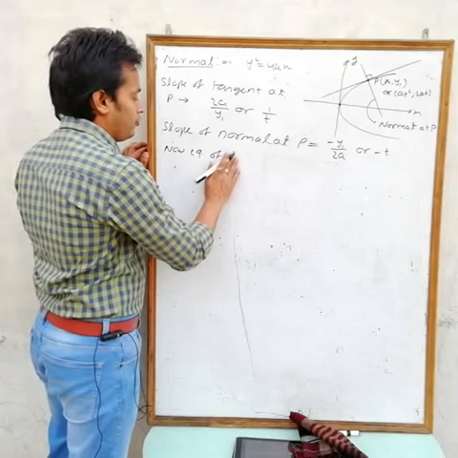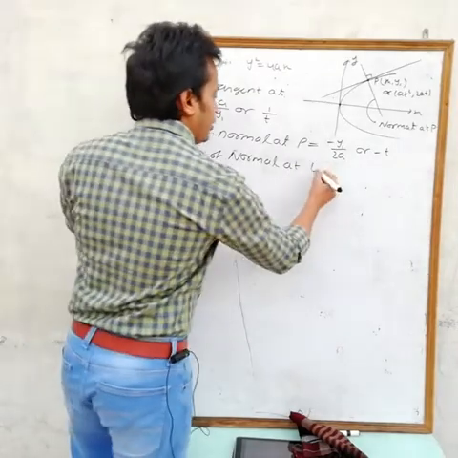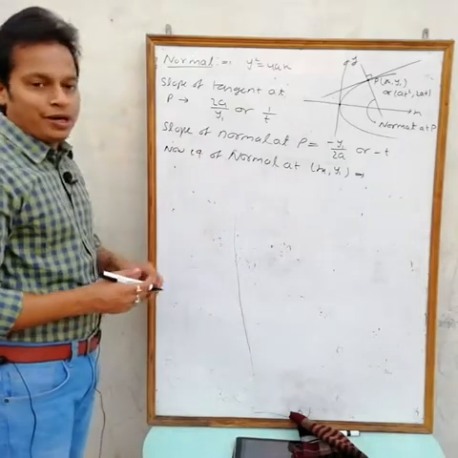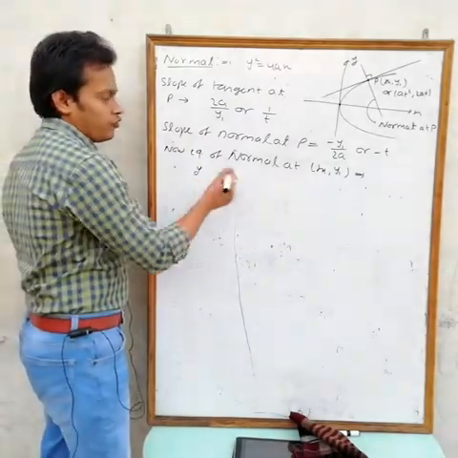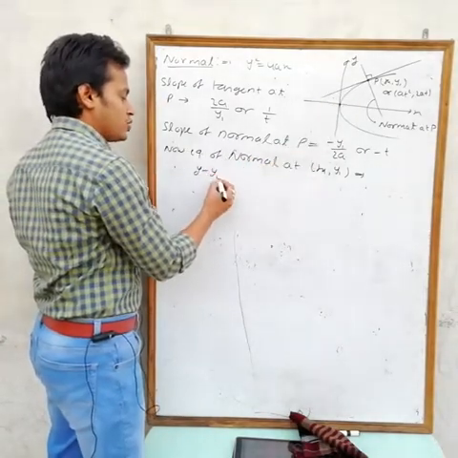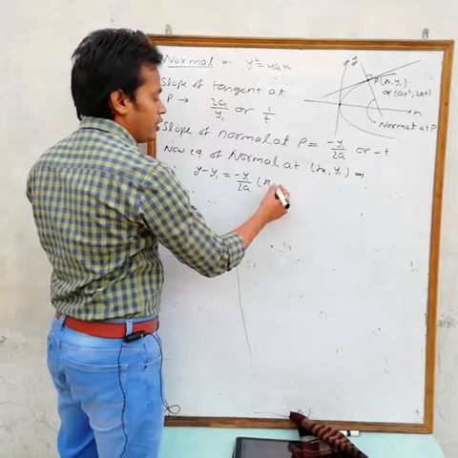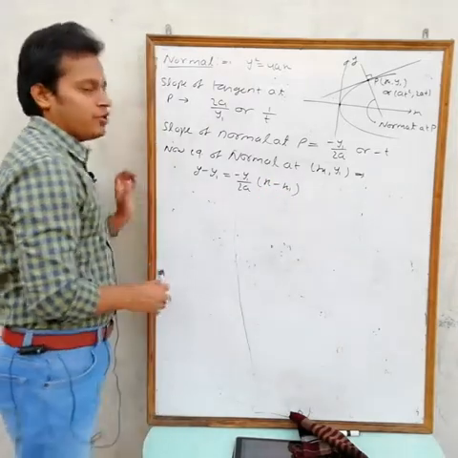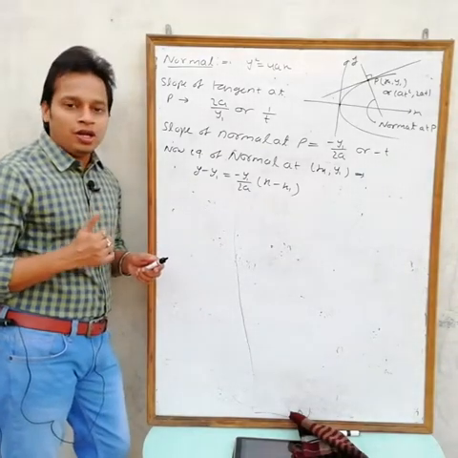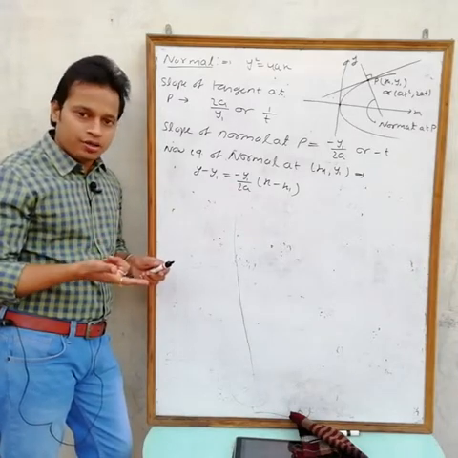Equation of normal at x1 comma y1. First I am finding the equation of normal in Cartesian form. So we have the point x1 comma y1 and the slope is this one. So y minus y1 equals m, m is minus y1 by 2a, into x minus x1. This is the equation of normal. Again, no need to remember. Just remember the equation of normal and tangent only in two forms: one is parametric and the other is slope form.